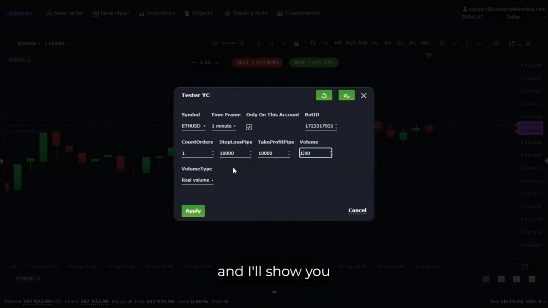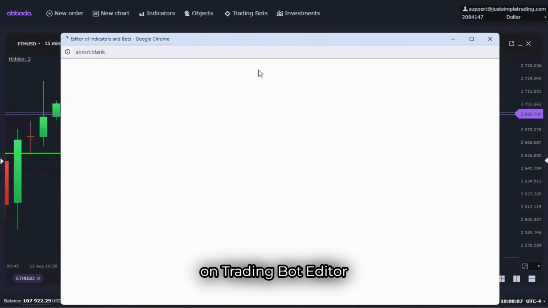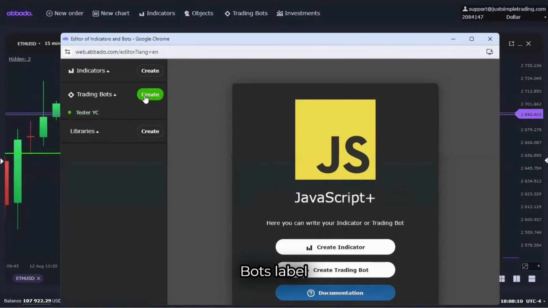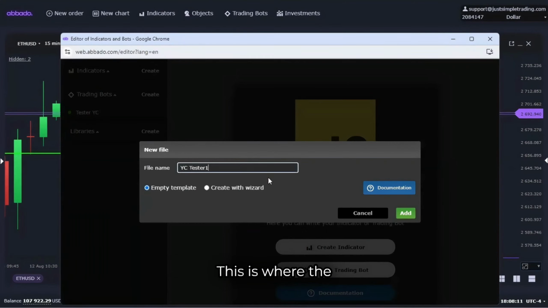So let's dive in, and I'll show you exactly how to build your own automated trading systems in just a few seconds. First, navigate to the Trading Bot section and click on Trading Bot Editor. Next, right beside the Trading Bot's label, click Create. Give your bot a unique name and choose the option Create with Wizard. This is where the magic happens.